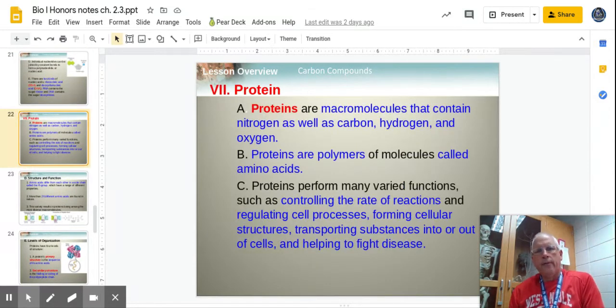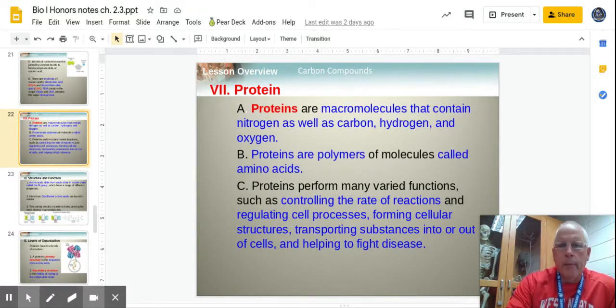The fourth and last of the macromolecules. Same deal: carbon, hydrogen, oxygen. We do have nitrogen in there as well. Proteins are polymers made out of amino acids. So amino acids are your monomers.